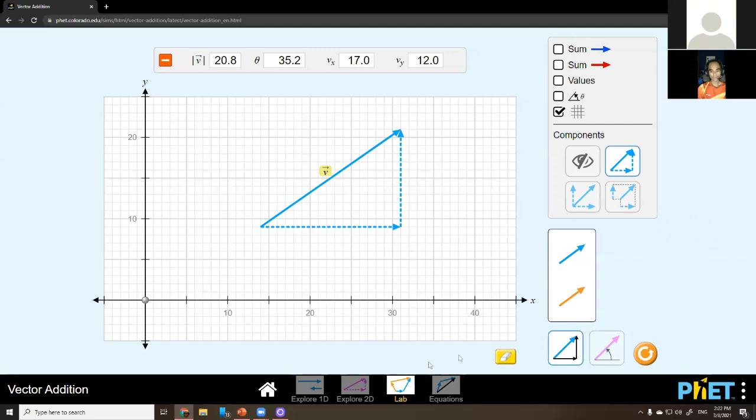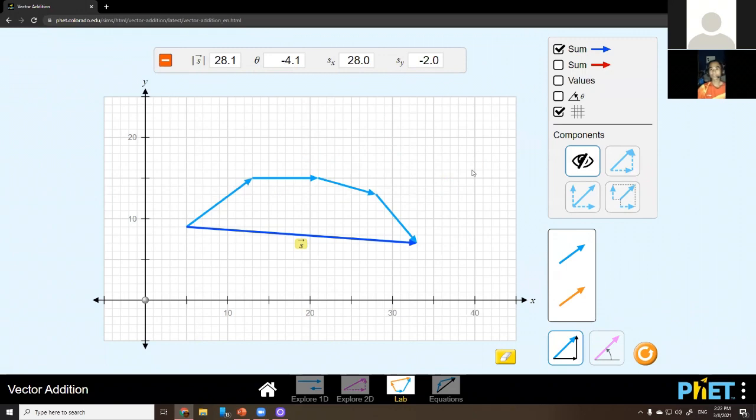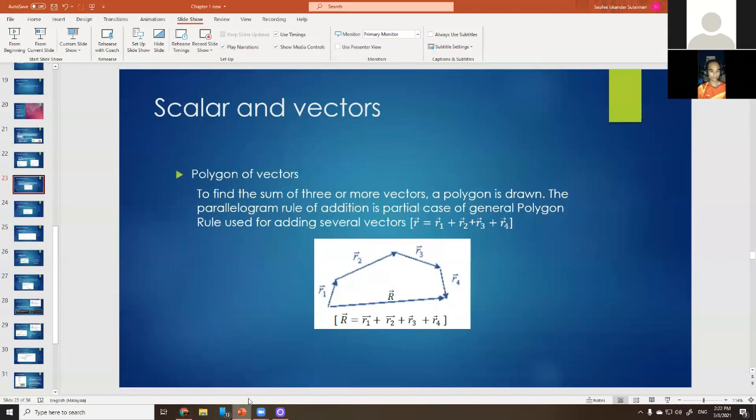If I put a lot of vectors, clear this one first. Oh, you cannot put, wait, you have to put a single color. 1, 2, 3, and 4. So the sum will be in this way, head to the tail, same like the one in the example.